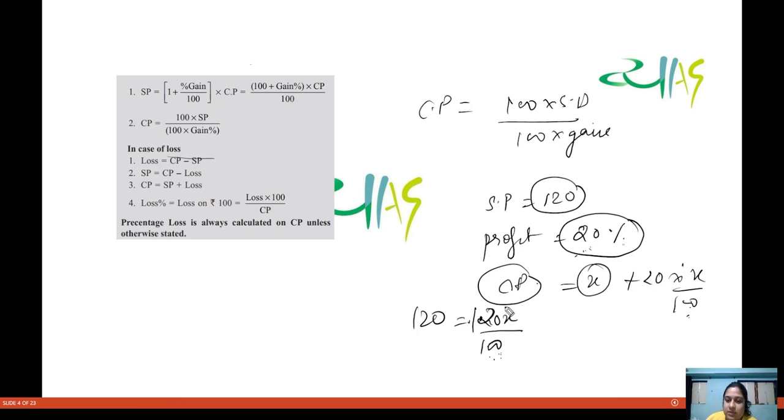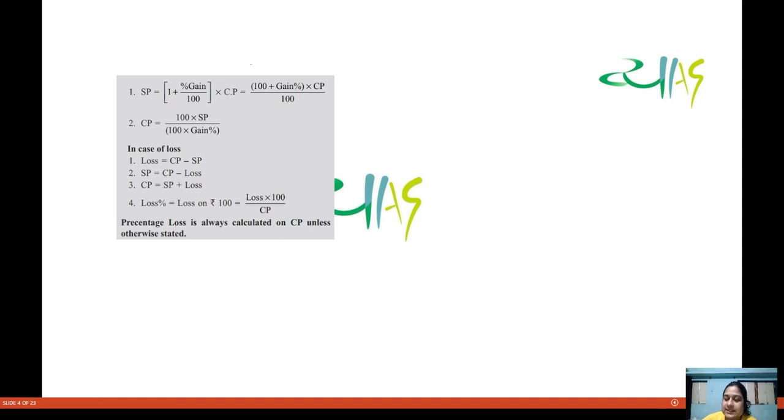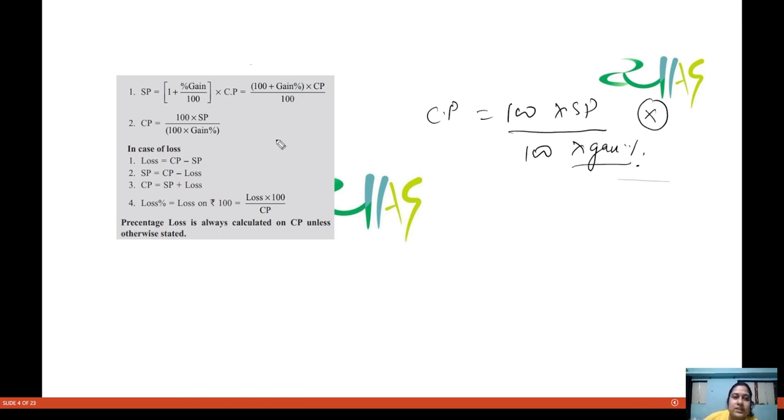So this becomes how much? 120 will get cancelled and X will be equal to 100. So this is how you get it. Okay, so in this case, it is saying cost price is equal to 100 into selling price divided by 100 into gain percent. This is the same thing as that. So we don't have to remember all these formulas, we just understand the concept.